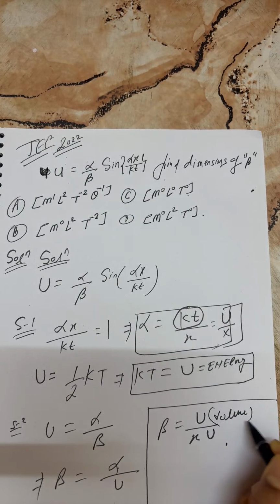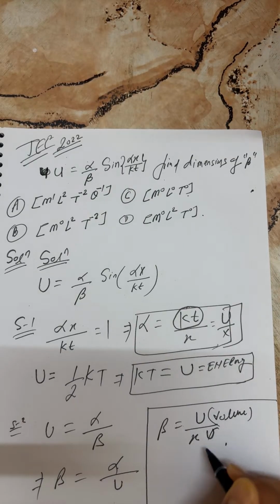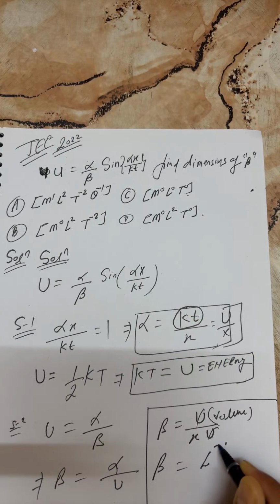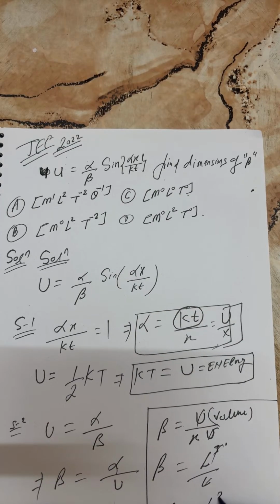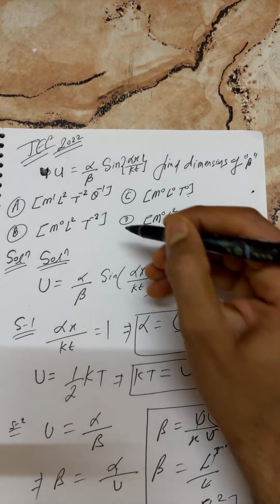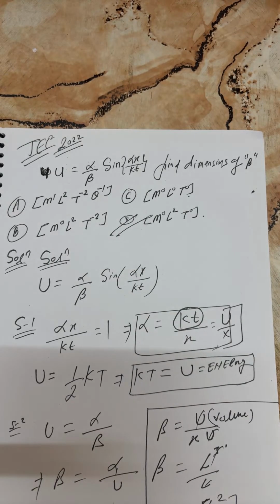This beta, yesterday I explained to everyone how this works. So beta volume, you can say L to the power 3 by L, so beta is nothing but L squared. Option D is correct. Not option B, option D is correct answer for this question.